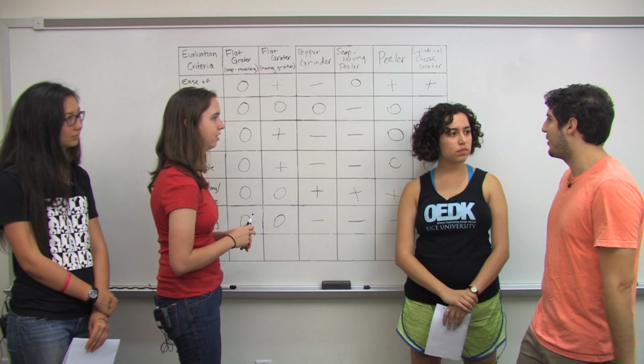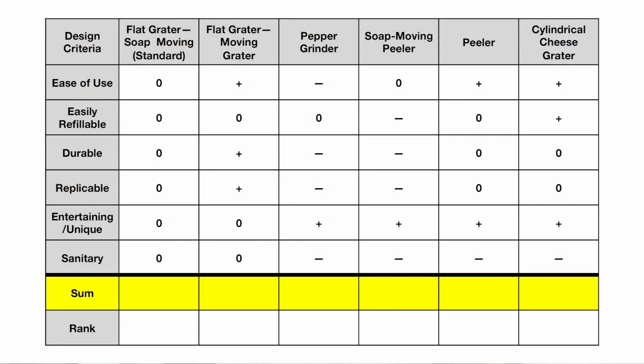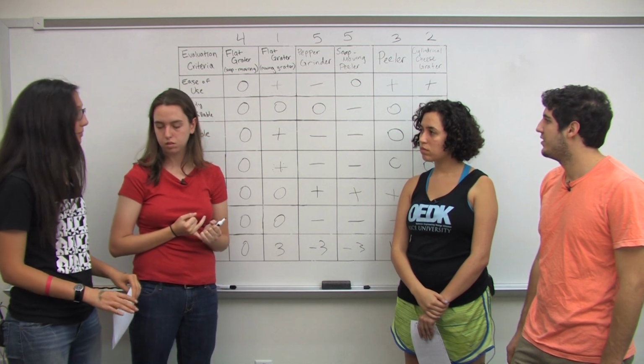Now that we've filled out the whole chart, we can move on to the next step, which is summing up each of the individual columns to see how they compare to each other. Based off of these scores, we can rank them. The flat graters seem to rank the most positives. So 1, then came the cylindrical cheese grater, next the peeler, and the flat grater, which was our standard, came in 4th, and then below the standard were the pepper grinder and soap moving peeler.